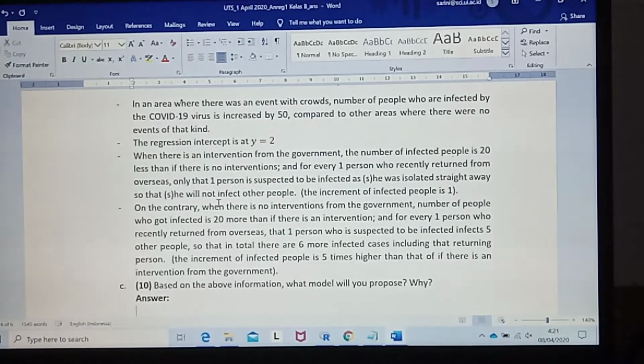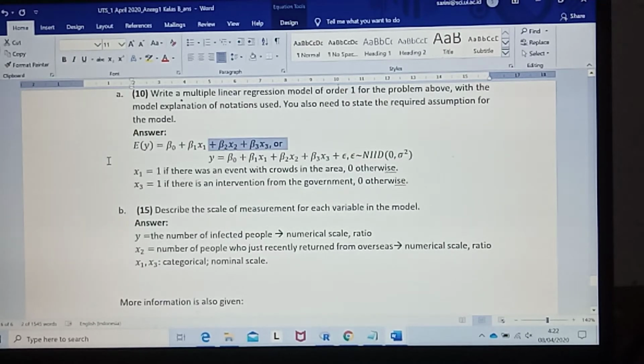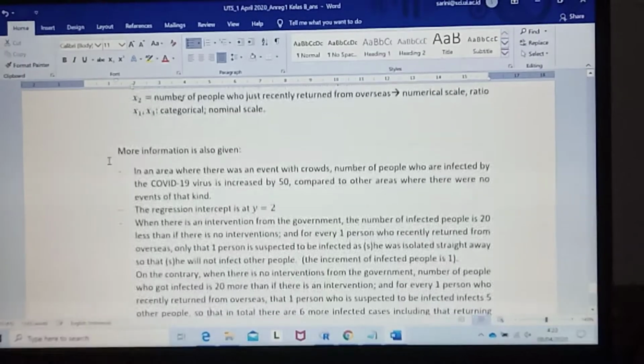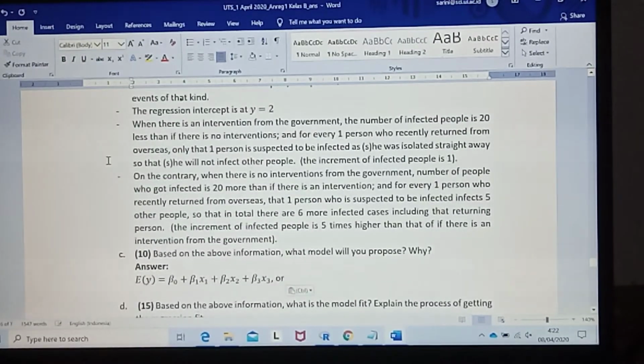Okay, now we proceed to question number 2, part C and D. We are given more information like that. What model will be proposed? Actually, when we look at this, I just copy the first model that we have here. So whether we still want to propose the same model or we want to change our model.